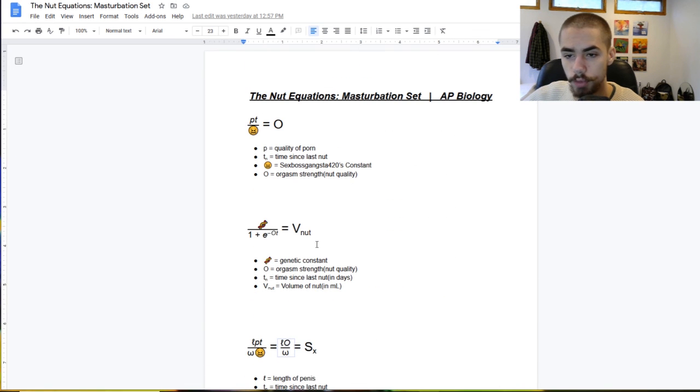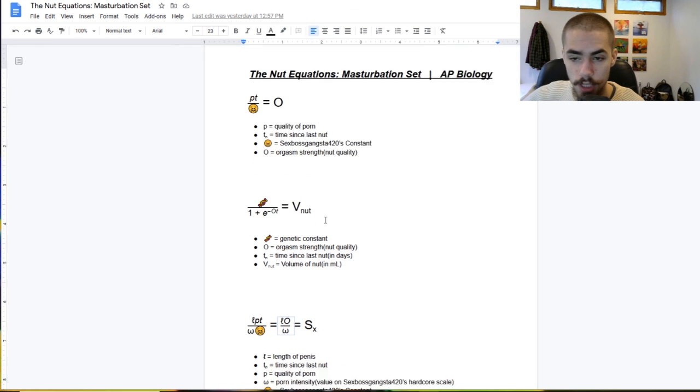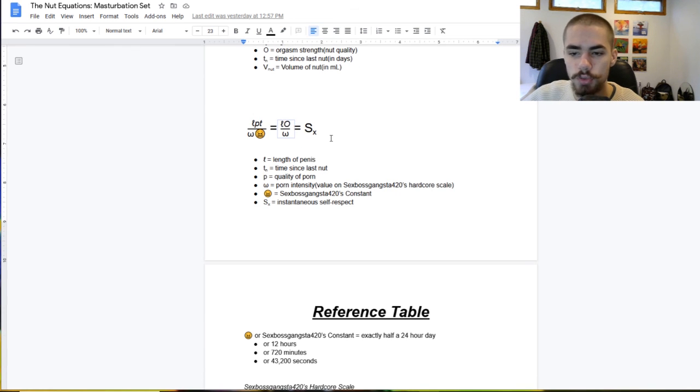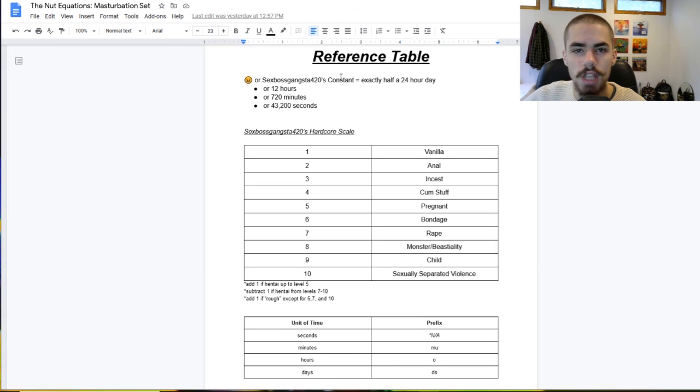So we'll do one quick review. We have the orgasm strength equation, PT over 420's constant. We have the Venut equation. It's a logistic function. You'll most likely be dealing with it when it comes to logistic graphs. And lastly, we have the instantaneous self-respect equation, LPT over omega 420's constant, or it can be shortened to the Low equation. 420's constant is equal to exactly half of a 24-hour day and all of its relevant conversions.